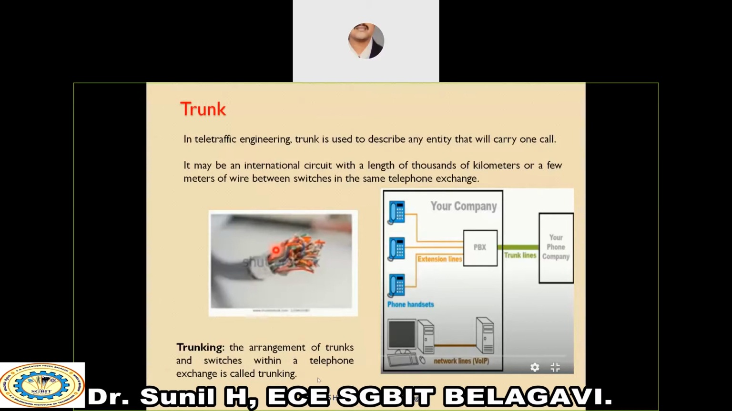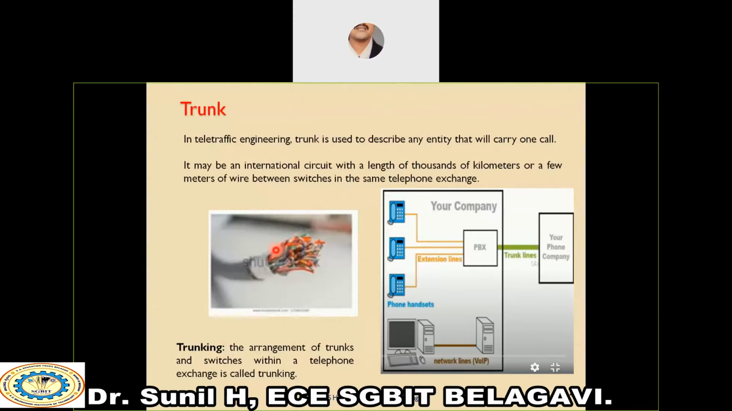If I want to connect only one user who is located in some remote location, then definitely we need a switch, because I need to connect to a particular user. I'm not interested in some other users. I want to connect to a particular user. So for that purpose, what we need are circuit switches. That is the meaning of trunking, where the arrangement of trunks and switches within a telephone exchange is called trunking. This is a simple diagram we have considered here, where trunks as well as switches play a very important role in a telephone exchange.